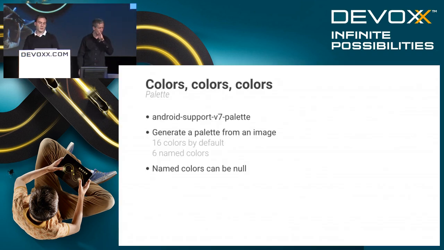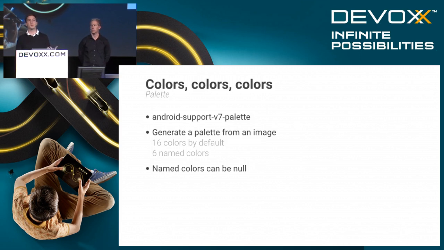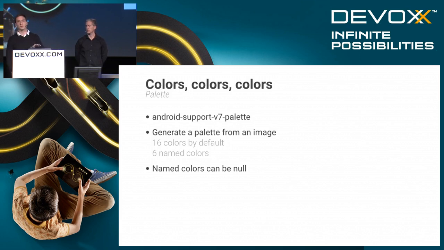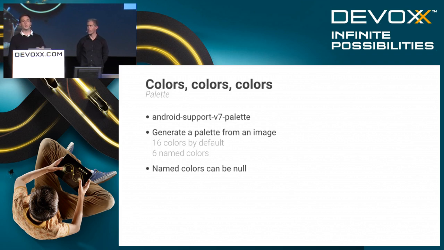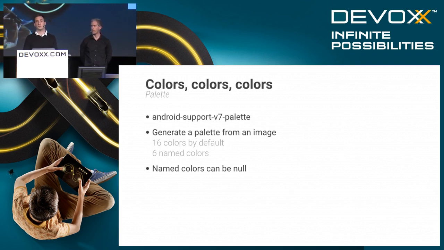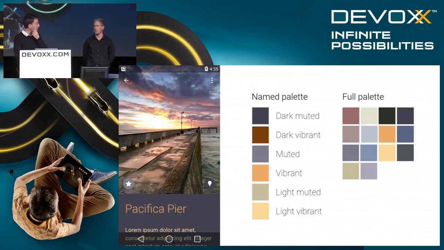So the palette API is part of the version 7 of the Android support library. You give it an image and it will generate a palette of colors. You can specify how many colors you want back. By default, it's going to give you 16 colors, and 6 of them will have a name. We're going to take a look at an example to understand what those names are and how they match to your image. Just be careful when you use the named colors. The return value might be null, so you have to check for that. Because if you supply a bitmap that's a solid color, then the palette API won't be able to extract those 6 colors from it.